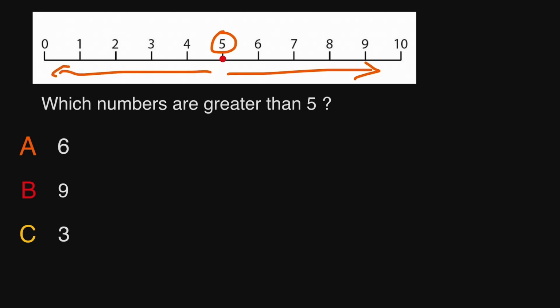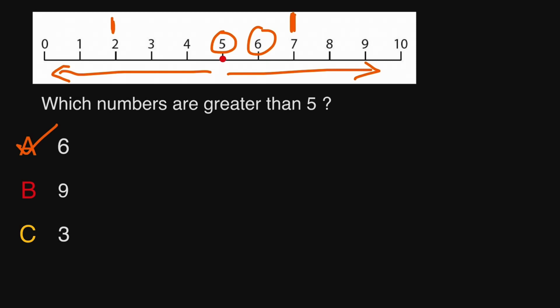And here are the numbers which are less than 5, because 1, 2, 3, and 4 are smaller than 5, and 6, 7, 8, 9, 10 are greater than 5. So if we look in the first option, it says 6. So is it to the left of 5 or to the right of 5? Well, it's right here to the right of 5, so it's greater than 5 because it comes after 5 as well. So we'll check that one.